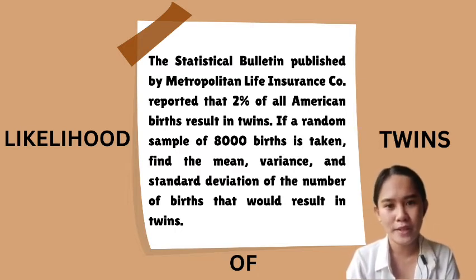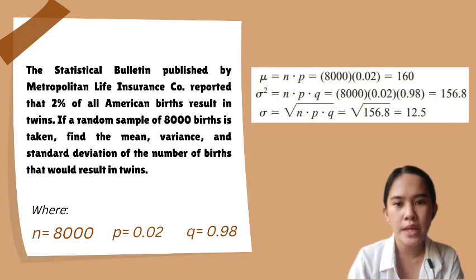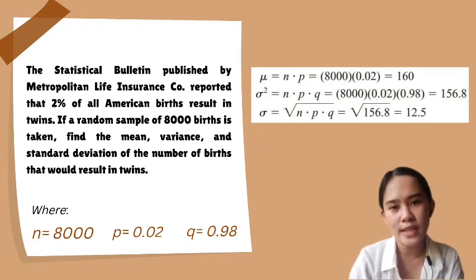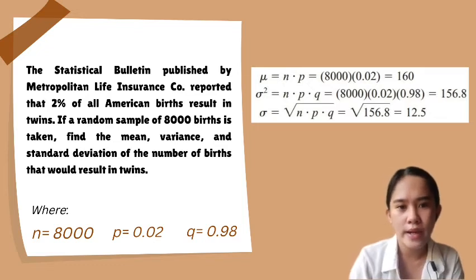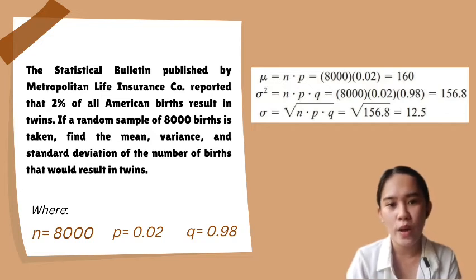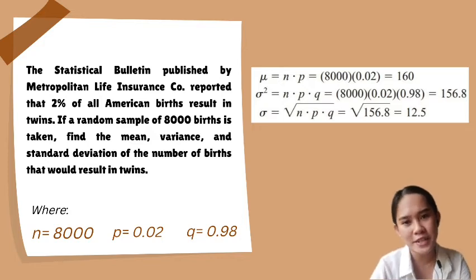Okay, so from the given example, let us substitute the given n, 8,000. p is equal to 0.02. q is 0.98. And to those who are wondering where we get the p and q, p is from the 2% and the remaining 98% is in q, which is 0.98. So substituting, we would get our mean of 160, our variance of 156.8, and our standard deviation of 12.5. So that is all for my discussion, class.